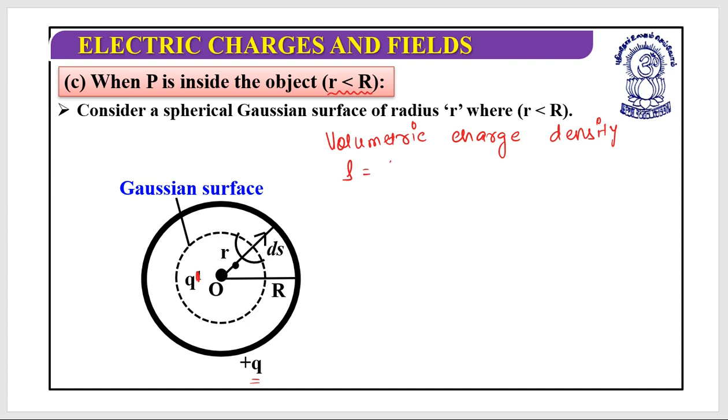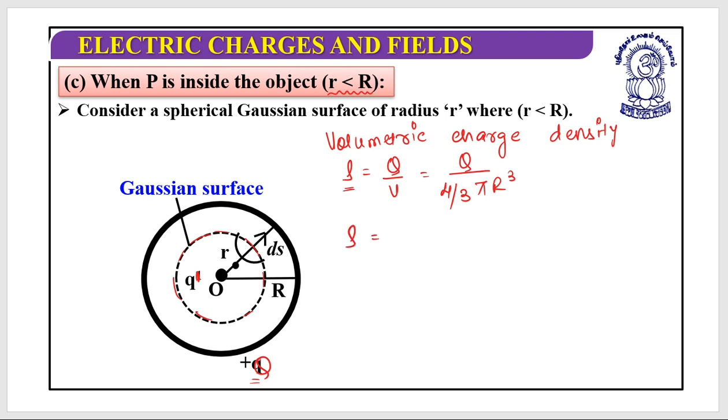It was the rho, which can be written as Q by V. So if I write this charge as a capital Q, then this would be available throughout the sphere. That means 4 by 3 pi R cubed. Now, even in this Gaussian surface, the volumetric charge density remains the same.